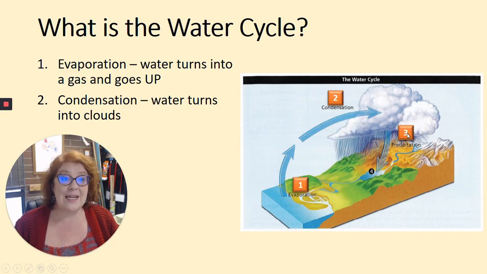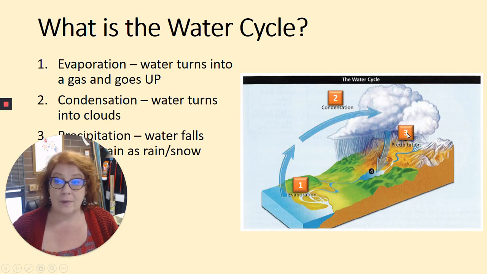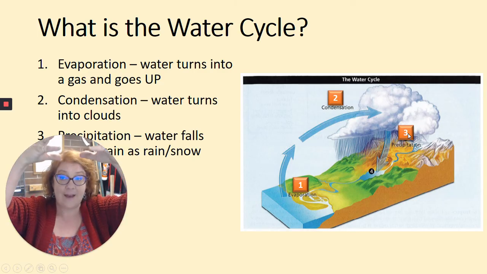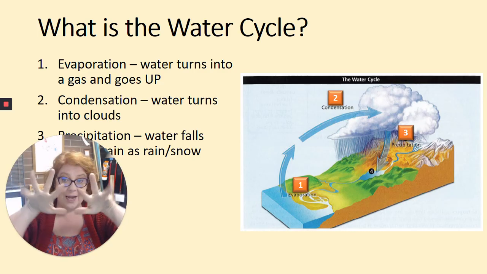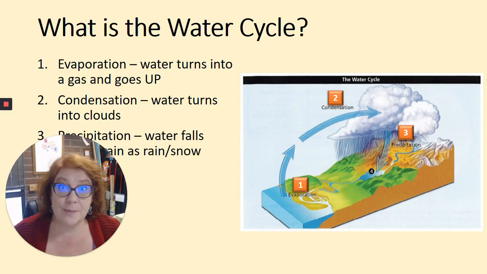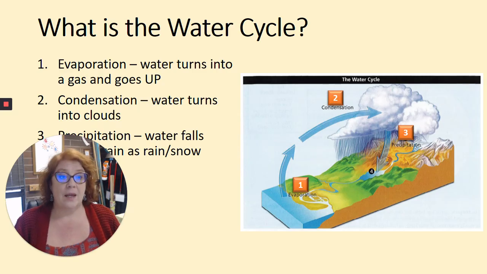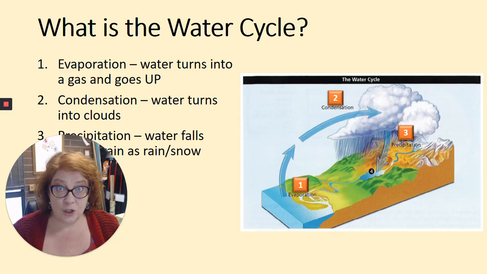Step 3 is precipitation. Oops, sorry, I'm blocking that a little bit. Precipitation means that when the clouds get heavy enough, they start to rain down and the water lands back on the earth again. We call that precipitation. Really, it means rain or snow.